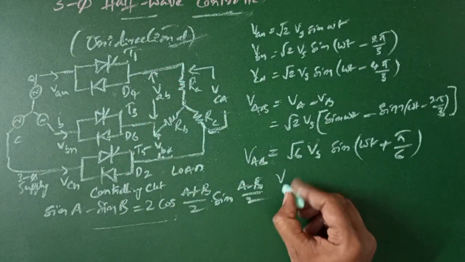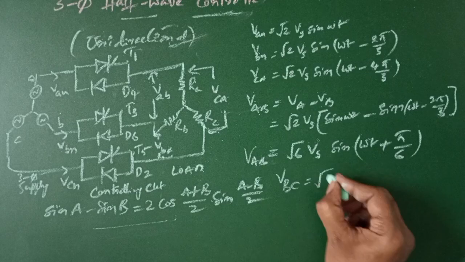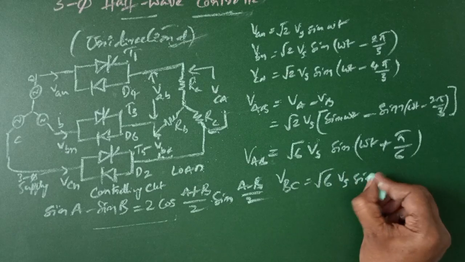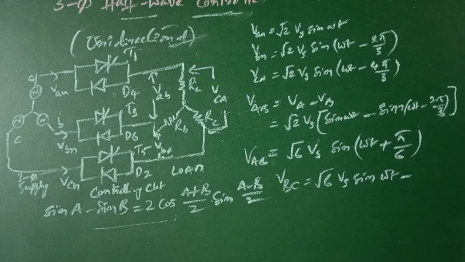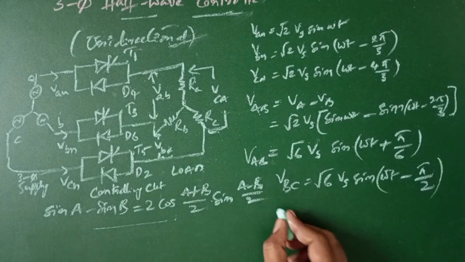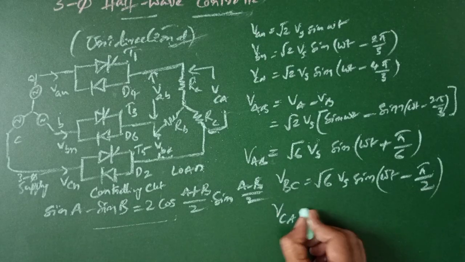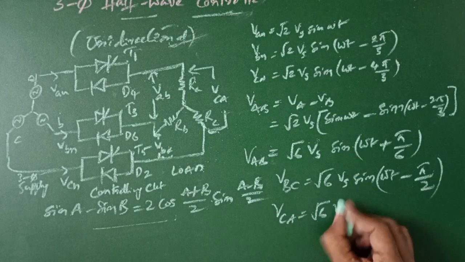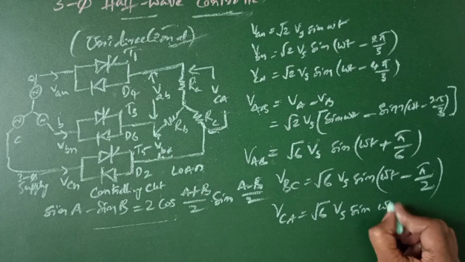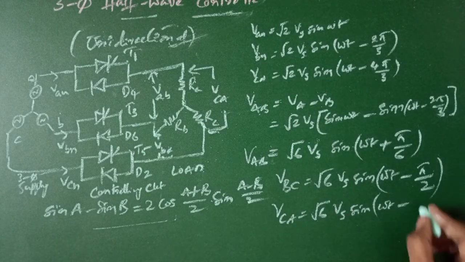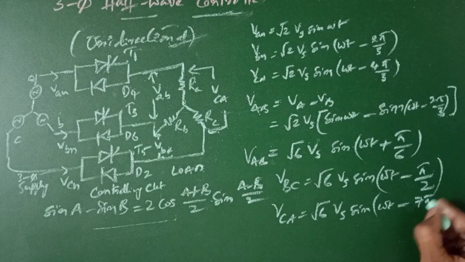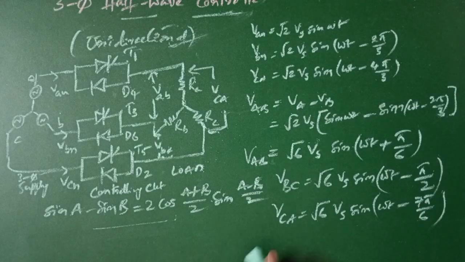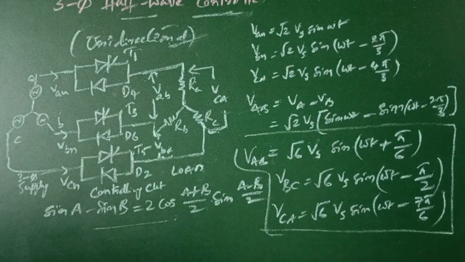Similarly, when you find VBC, it will be root 6 times Vs sine omega t minus pi by 2. Similarly, when you find VCA, you get root 6 times Vs sine omega t minus 210 degrees, which is nothing but 7 pi by 6. So these are the line to line voltages.